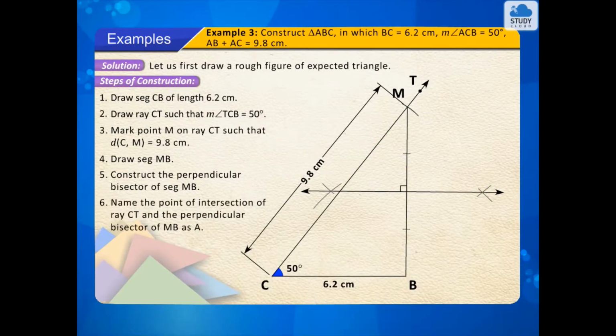6. Name the point of intersection of ray CT and the perpendicular bisector of MB as A. 7. Draw segment AB. Triangle ABC is the required triangle.